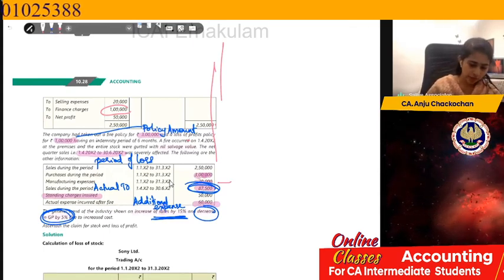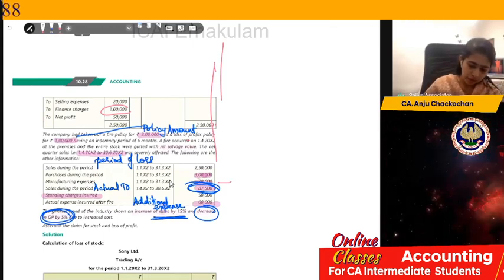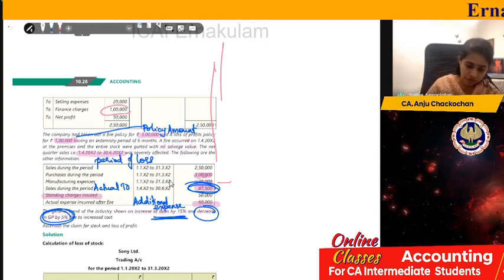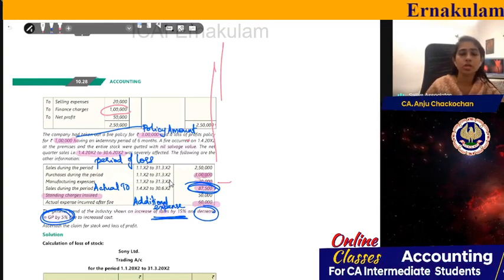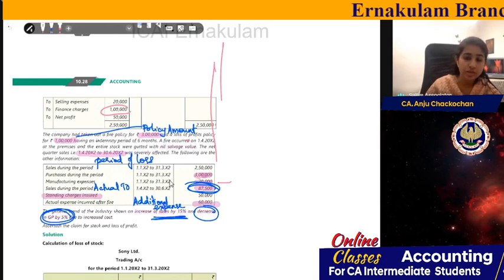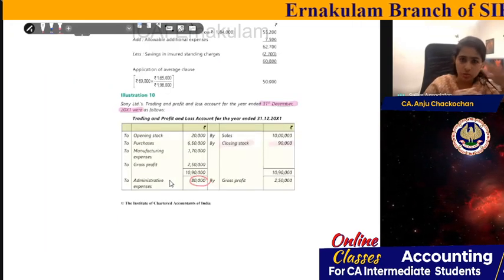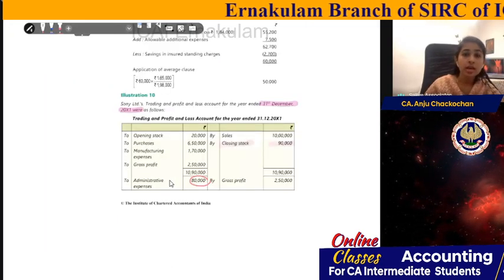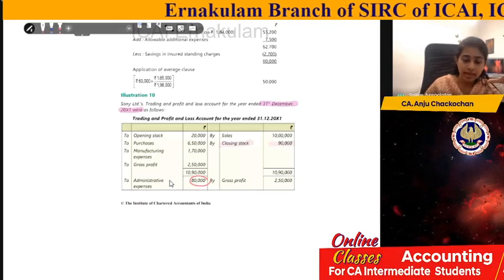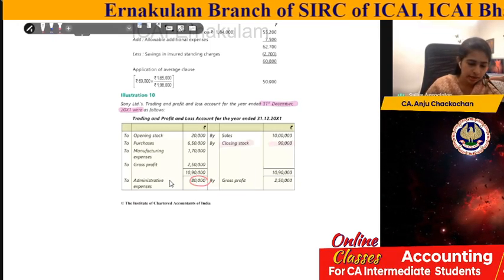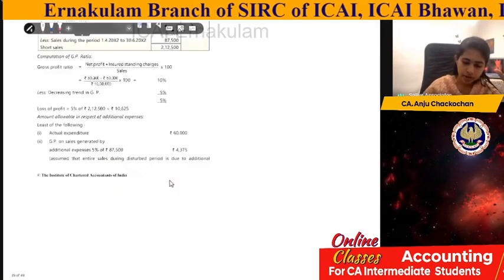So finance charge of 1 lakh, and then administrative expenses are also not going to change on a regular basis. So we have administrative expenses, which is 50,000, and that's it. Okay. So our total standing charge. Okay, you need clarity here. All right.